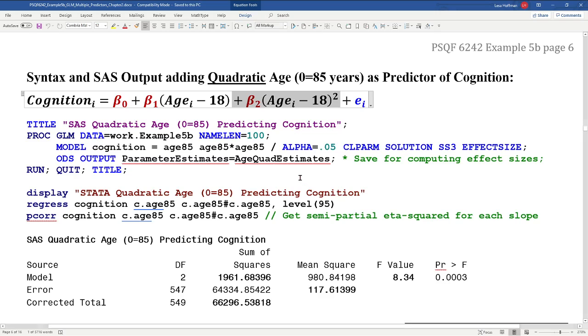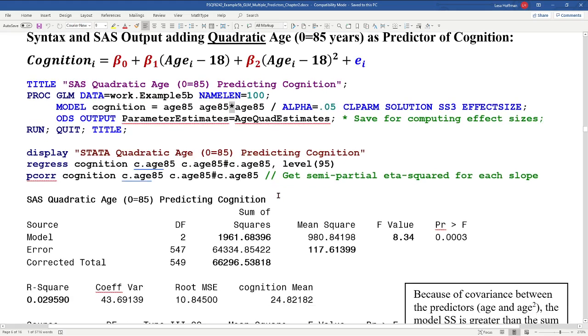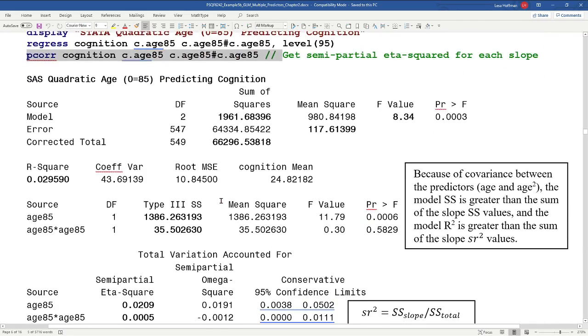So I'm adding a squared term in SAS by entering age star age. So it's an interaction term that's created on the fly. The same thing happens in Stata by using a hashtag between the two ages. I'm also asking for a semi-partial correlation out of the Stata output so that I can get that for each slope. So here's my model.